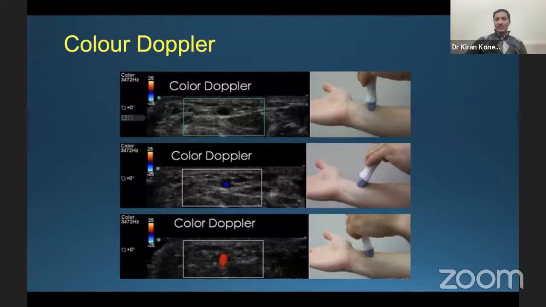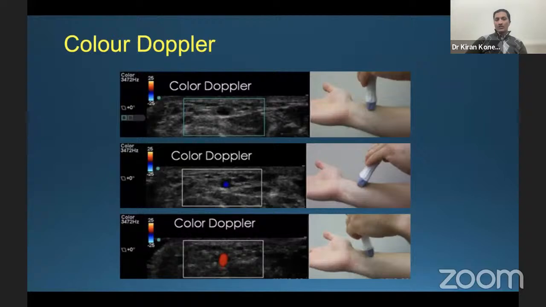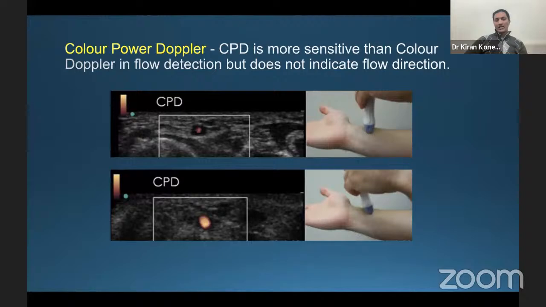We have, depending on the type of the machine, various other capabilities that are possible. One is color Doppler. Color Doppler gives you an indication of the blood flow and the surrounding vascular structures, and that is very important. As we know, anatomically, most of the nerves follow the path of the vessels, and you invariably will have a reasonable amount of vessels surrounding them. Sometimes we can also use color power Doppler, which is more sensitive than the color Doppler in detection of flow, but it doesn't indicate the direction. As you can see in the previous one, when it is blue, the flow is going away. When it's red, the flow is coming towards the probe. Whereas in color power Doppler, you tend to see an orangish image, which shows the presence of a blood flow or a vessel.